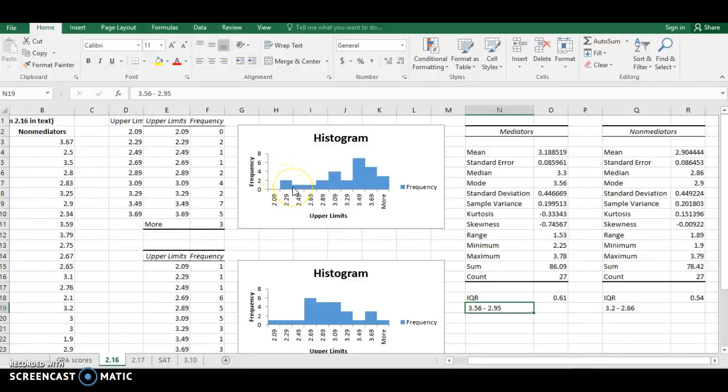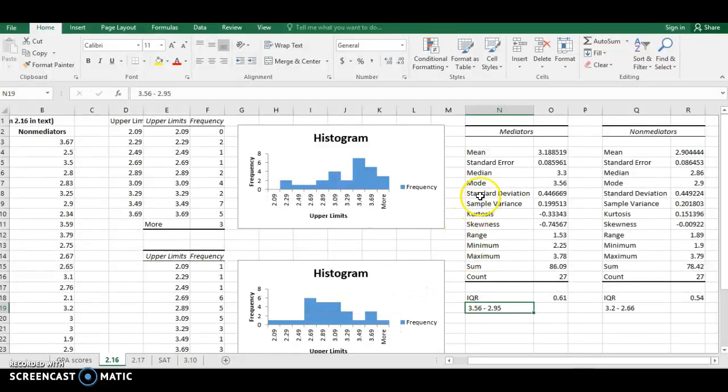This is one of the points we talked about in chapter 3 that I just wanted to point out. And you'll see how it's reflected here. Meanwhile, over here, the clump of the data are here, and there's some outliers up in this direction, and they're pulling the mean up higher. And you'll notice here that the mean is greater than the median for the graph of the non-mediators.